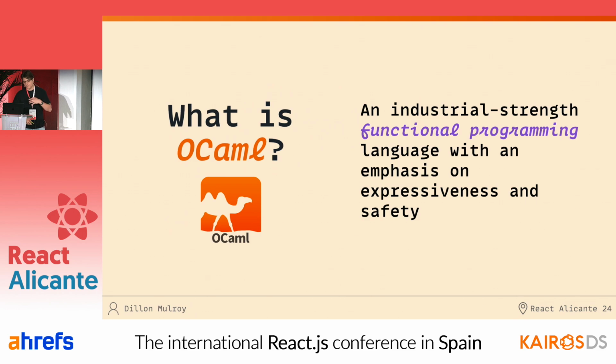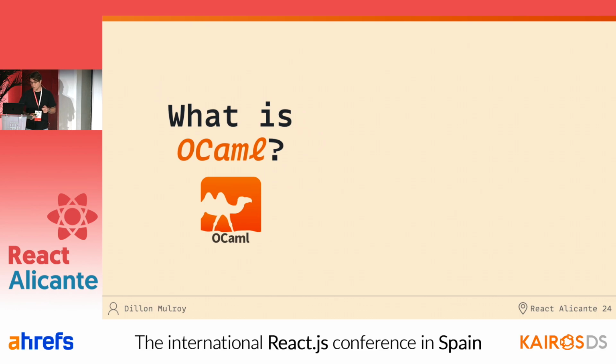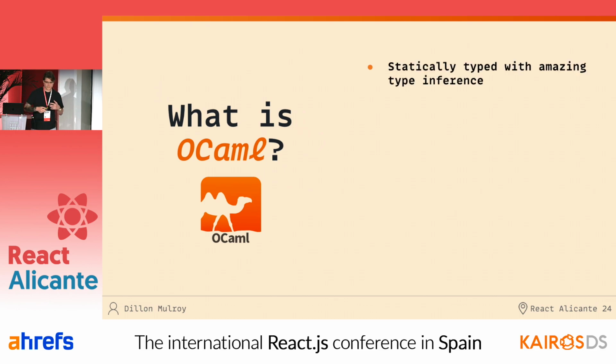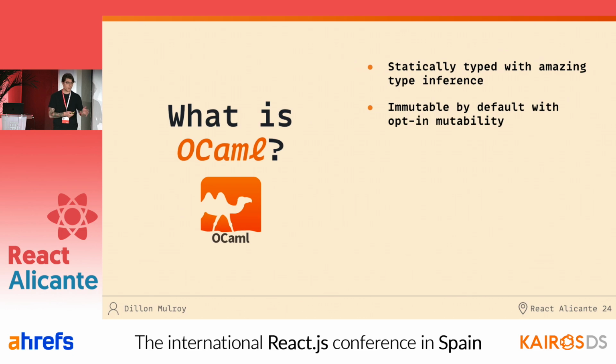So what really is OCaml? The OCaml.org website describes it as an industrial strength functional programming language with an emphasis on expressiveness and safety. But how would I describe OCaml? Well, I would describe it as a statically typed language with amazing type inference, and we're going to dive into how this works later and how it differs from TypeScript. It's immutable by default with opt-in mutability, which is not all that common of a thing in other functional programming languages. It's blazingly fast. Just writing simple idiomatic OCaml code, you can get like 50% the speed of C, talking about performance like Go. It's awesome.